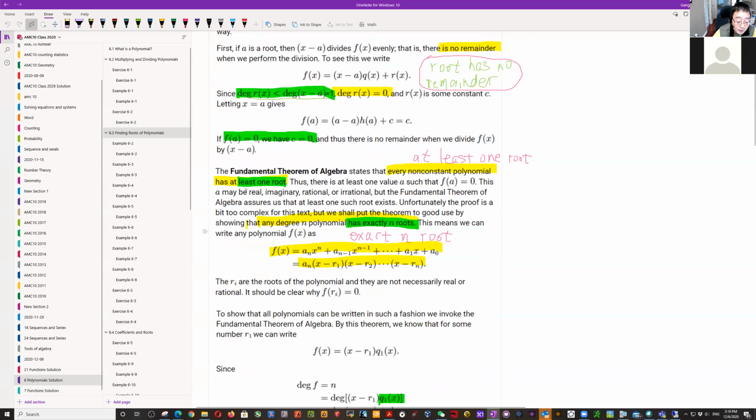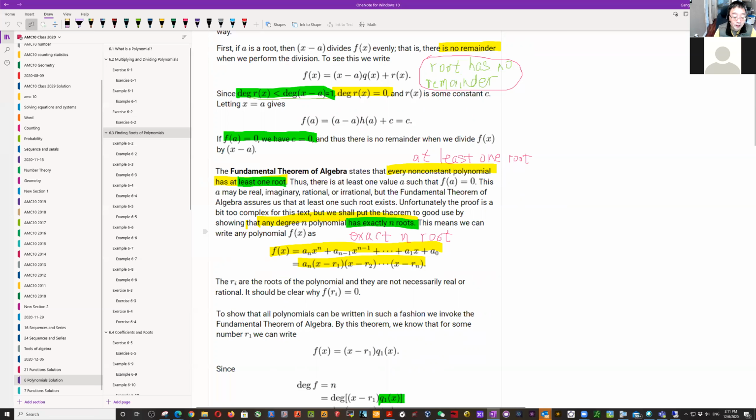Then there are theoretical results like the fundamental theorem of algebra. This is an important theorem that took people thousands of years to figure out, but right now it's at your fingertips. It's saying that every non-constant polynomial has at least one root. So at least one root is the minimum.